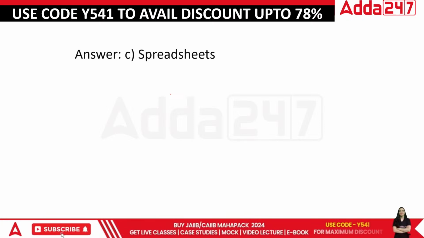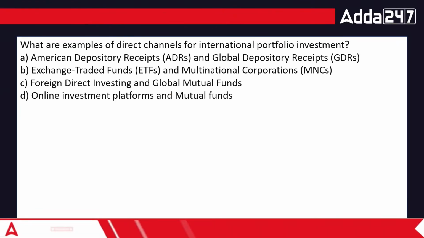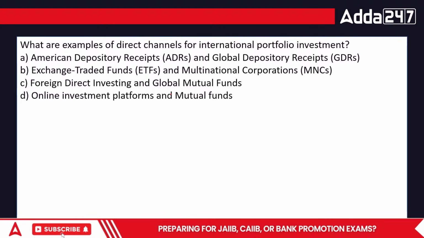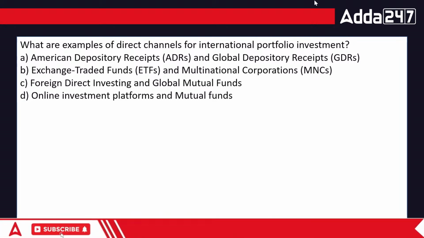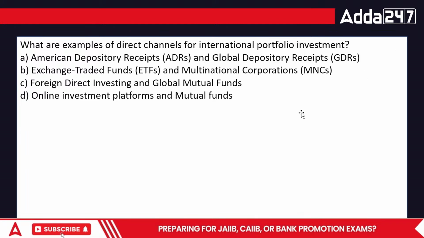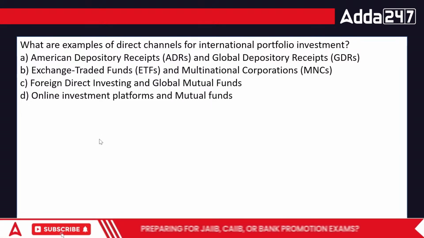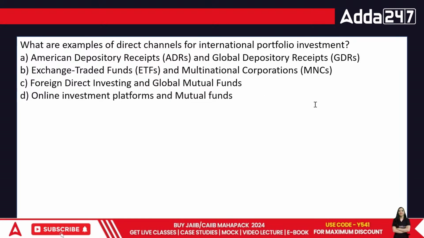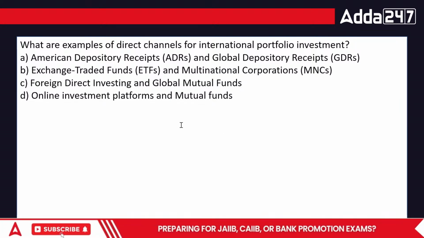Let's continue further. The next question says, what are the examples of direct channels of international portfolio investment? First of all, what do you mean by the term portfolio? The portfolio plays a very important role whenever I'm trying to put money somewhere. If I am not being vigilant, then I might lose my money altogether. Warren Buffett said never put all your eggs in one basket. Why put all your investments in one particular company when you can spread it out and reduce the chances of losses by diversifying the risk?